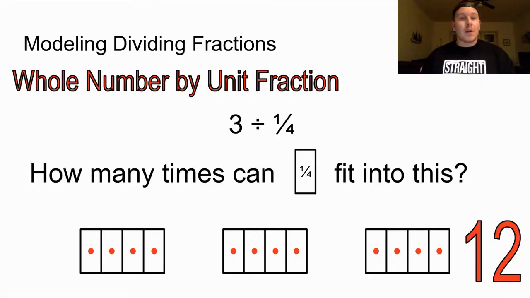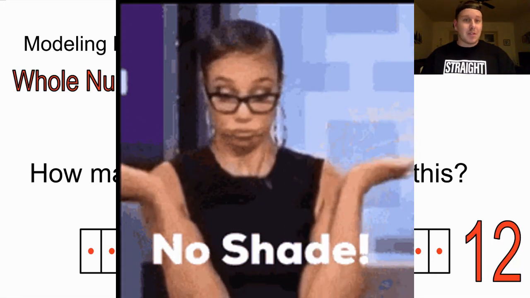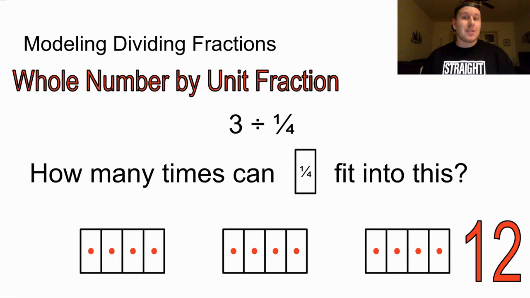Now, one thing when it comes to modeling whole number by unit fraction division is there's no shade at all, okay? Never shade in. It's going to be just empty rectangles. So if you ever see something like this and it's not shaded, that's a pretty good hint that we're going to be dividing whole number by unit fraction. Let's take a look at what it looks like when it's opposite though.